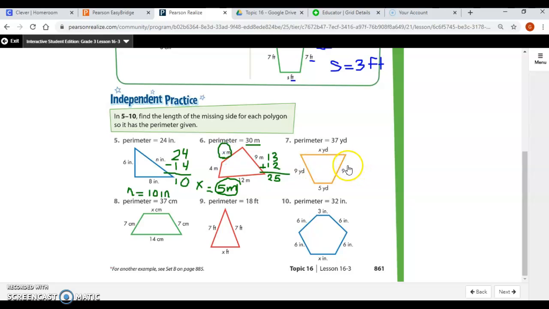All right, number 7. The perimeter is 37. It gives us 3 sides of 9, 9, and 5. Well, I know that 9 plus 9 is 18, plus 5 would make that 23. So I need to do 37 minus 23. 7 minus 3 is 5. 3 minus 2 is 1. And we have X equals 15 yards.